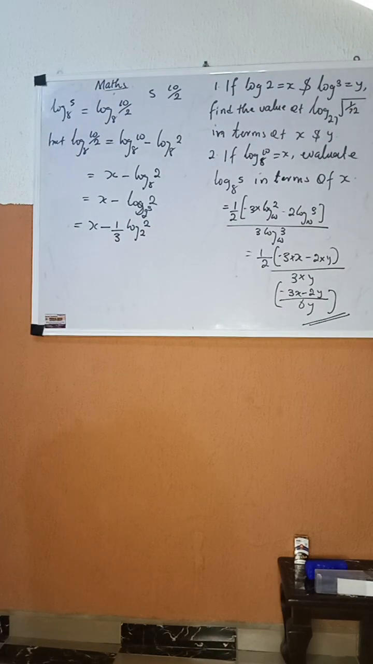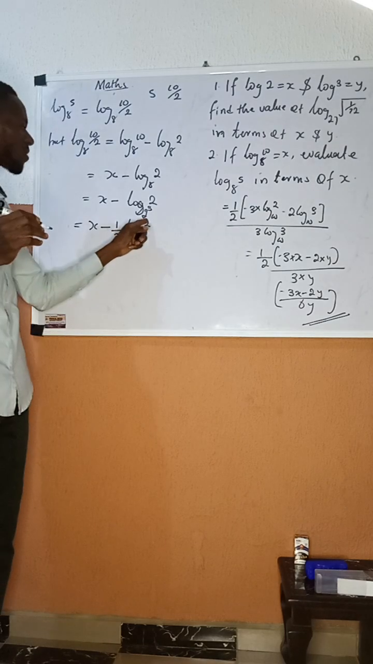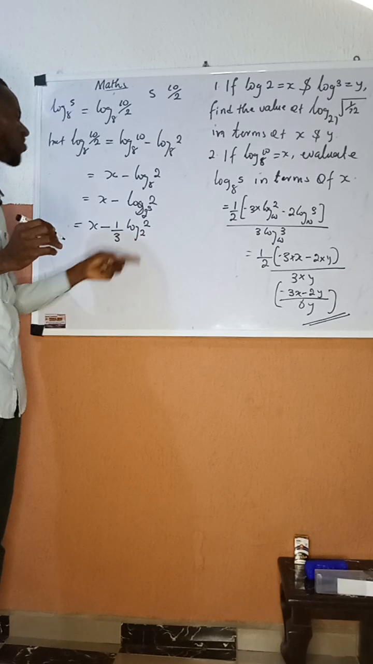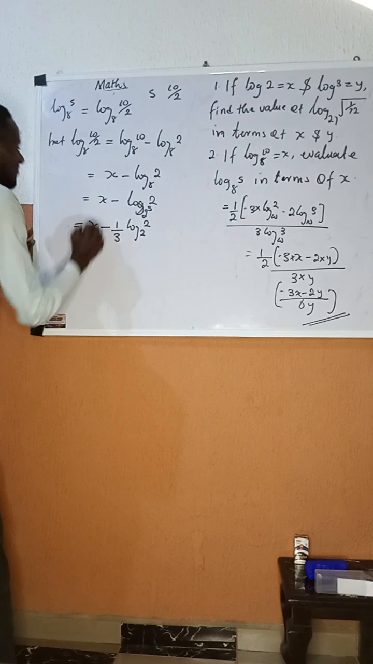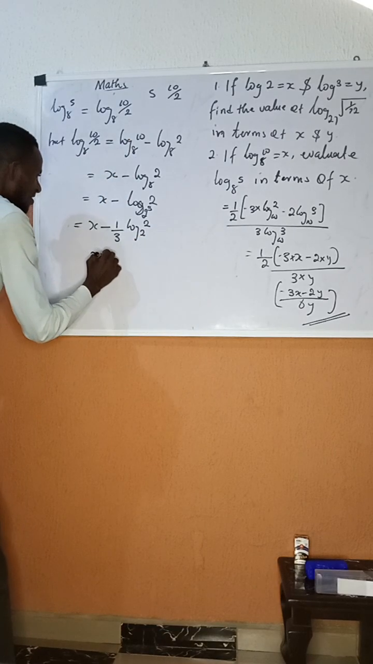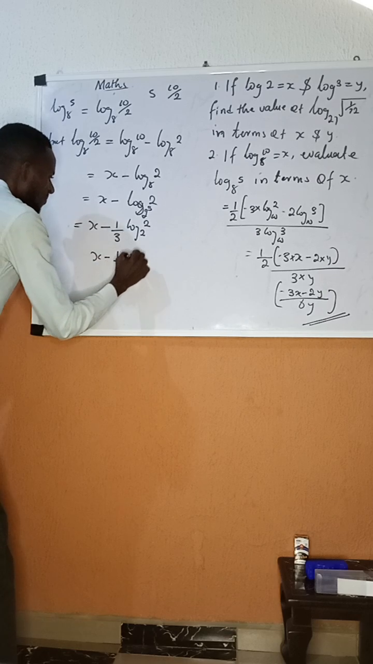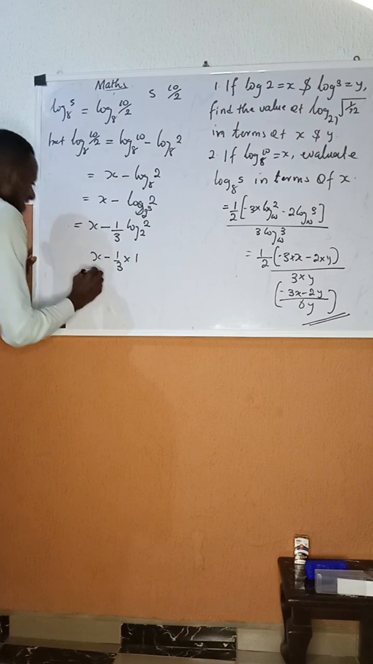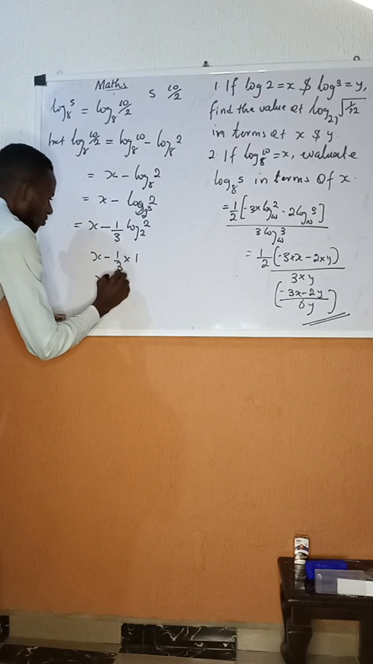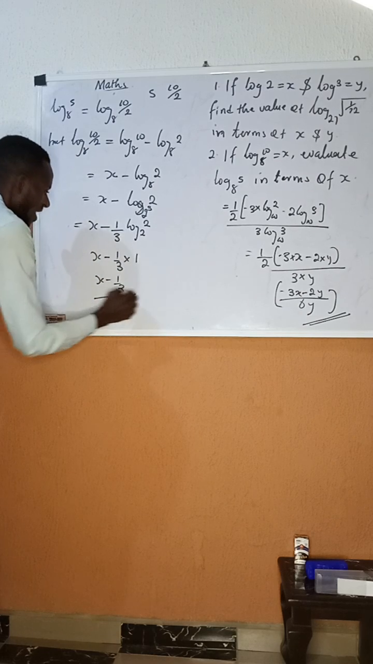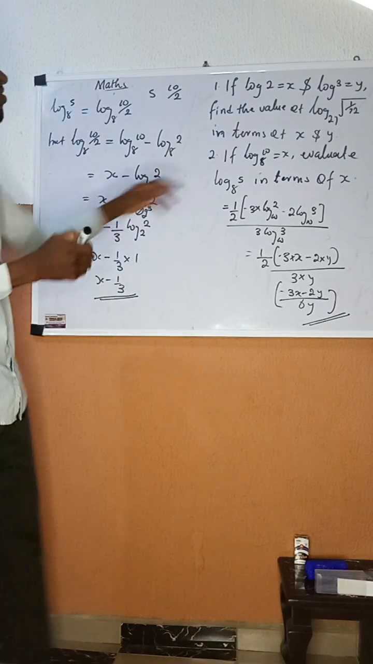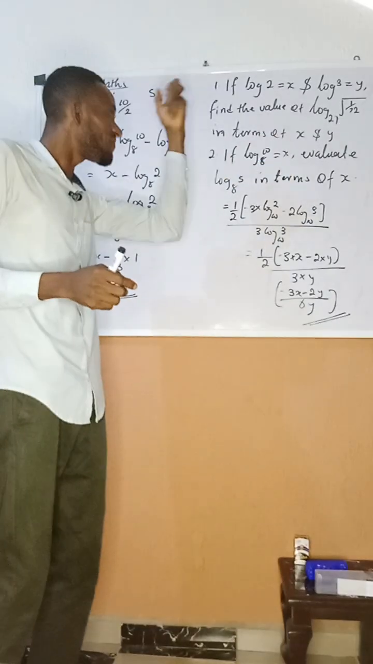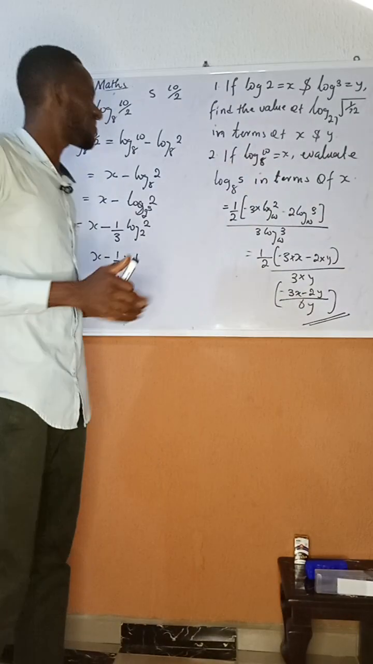And of course, another thing we need to note is that the log of a number to its base is 1. So this log 2 base 2 becomes 1, and then this equation simplifies to x minus 1 over 3 multiplied by 1. And of course, 1 multiplying anything still remains that thing, and then the answer finally becomes x minus 1 over 3. We have expressed this log 5 base 8 in terms of x, given that log 10 base 8 is x.